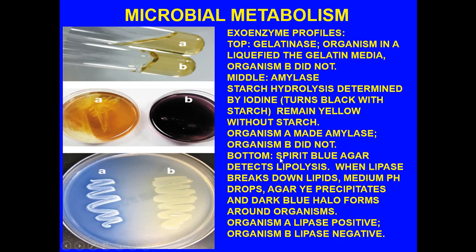Okay? Now the bottom test is called the spirit blue agar. This is detecting lipolysis. When lipase breaks down lipids, the medium pH will drop. That's because if you start breaking down, for example, triglycerides, what are you going to have? You're going to have free fatty acids, which of course have a lower pH, as well as you may have some glycerol. So the agar here is going to precipitate and a dark blue halo forms around organisms. Now, this organism here, A, is lipase positive. Notice the blue sheen around it. Organism B does not have lipase, it's lipase negative. So the pH dropped here, the spirit blue agar had changed color basically into that kind of bluing as the pH of the medium here dropped.